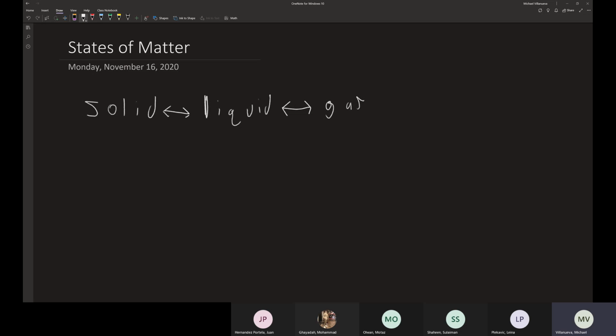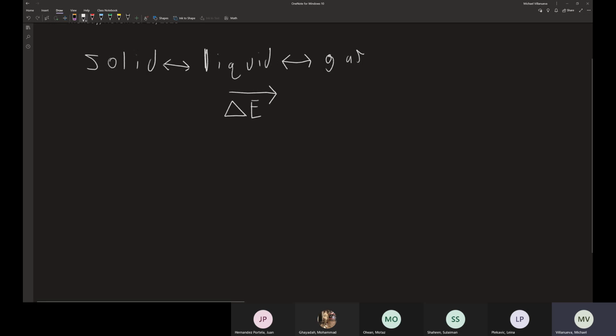So of these three states of matter, what do you think has the highest energy? Yep, the gas has the highest energy. So let's say delta E will increase from left to right. The difference in all these different states of matter is how these elements or molecules are interacting with one another.